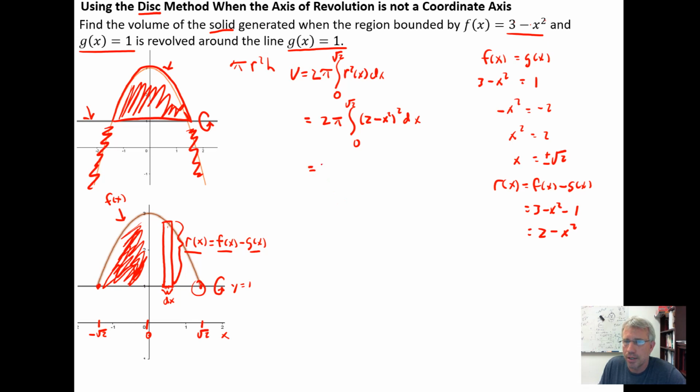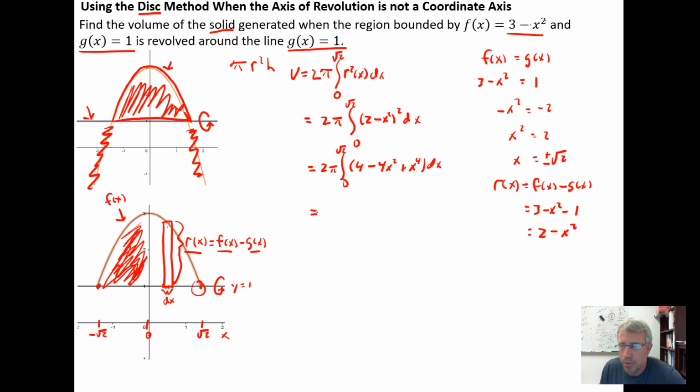And then to integrate this, it's probably going to be easier if I multiply this out first, or expand this expression. So when I do 2 minus x squared, squared, I'm going to get 4, minus 2 times x squared twice is minus 4x squared. Minus x squared times minus x squared is going to be plus x to the 4th power dx. And now it's just a matter of integrating.